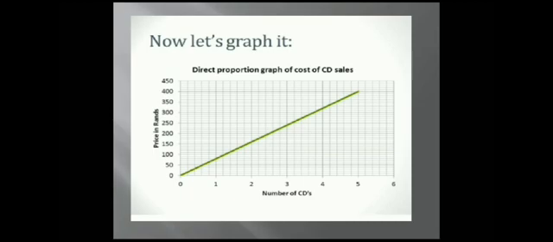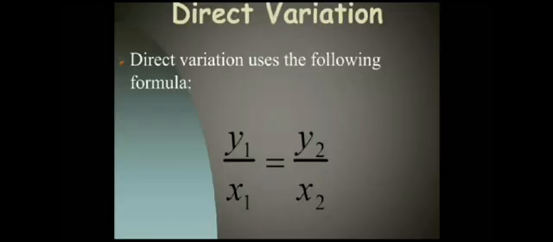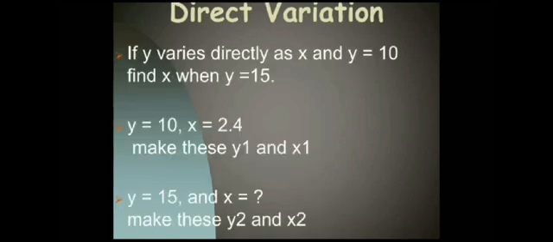Now let us understand with the help of a graph. See, where the number of CDs is 0, the price is also 0. When the number of CDs is 1, it is increased. Same for 2, 3, 4, 5, 6, it keeps on increasing as you see in the graph. Direct variation uses this formula: y1 upon x1 is equal to y2 upon x2.